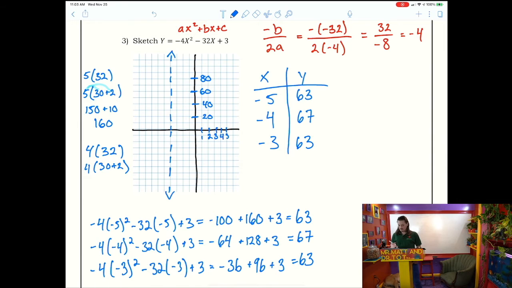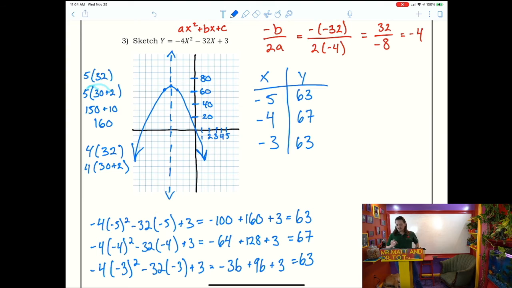So at negative 5, I'm at 63, so I'm going to be about here. At negative 4, I'm at 67, so maybe just a little bit above that. At negative 3, I'm at 63, so again right there. So our graph will look something like this. Because those three values are so close to each other, in order to get that to be a little bit more accurate than what it is, you need those points to be spaced out a little bit more. But for a sketch, this is good enough.